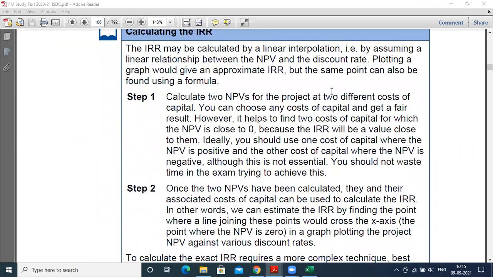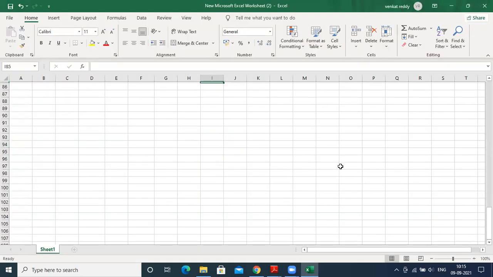First, calculate two NPVs for the project at two different costs of capital. You can choose any cost of capital and get a fair result. However, it helps to find two costs of capital for which the NPV is close to zero, because IRR will be a value close to them. Ideally, you should use one cost of capital where the NPV is positive and another where the NPV is negative. Although it is not essential, you should not waste time in the exam trying to achieve this. Once two NPVs have been calculated, we can go on. For your better understanding, let me explain with an illustration.